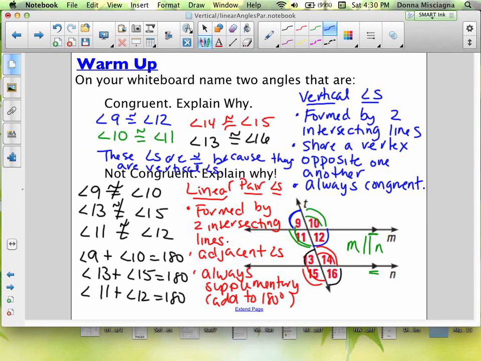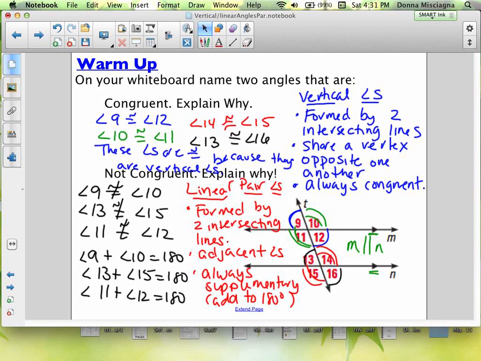Right? So because they're vertical angles, we know they have to be congruent to one another. So in mathematics, we're always going to justify why we say something is so. We're never going to say, because I said it's so. No. We're going to say why. Let's look at a little introduction to math proofs.